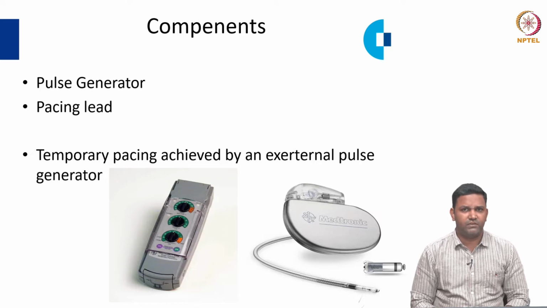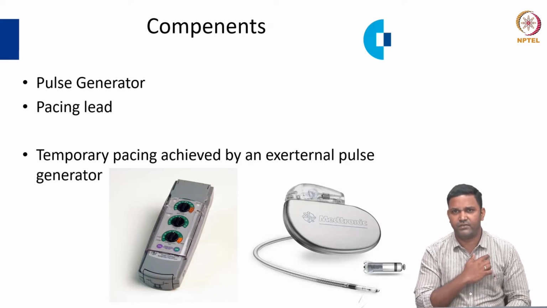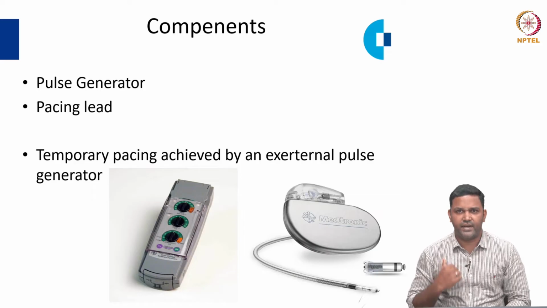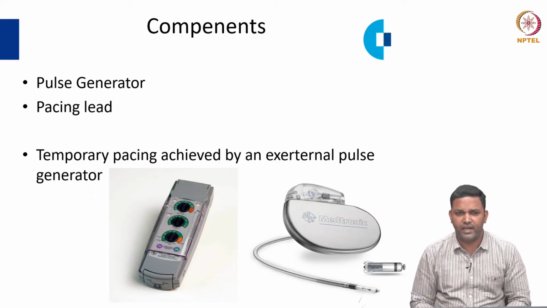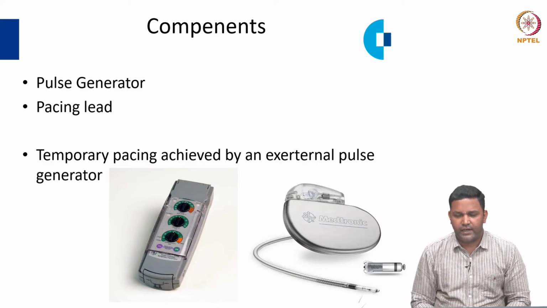So what are the components of the pacemaker? The pacemaker generally has two components. One is the pulse generator and the second is the pacing lead. The pulse generator is placed via a small surgery in the left side of the chest, or sometimes in the right side of the chest also, and it has a small pacing lead which connects the pace generator to the right ventricle or the right atrium based on the type of the pacemaker. In a temporary pacemaker, it is achieved by an external generator. The pulse generator is not inside the body, it is there outside.